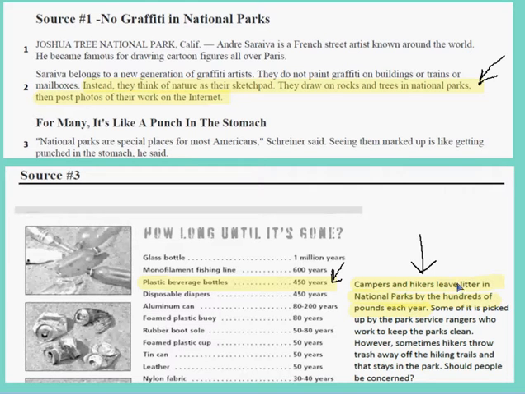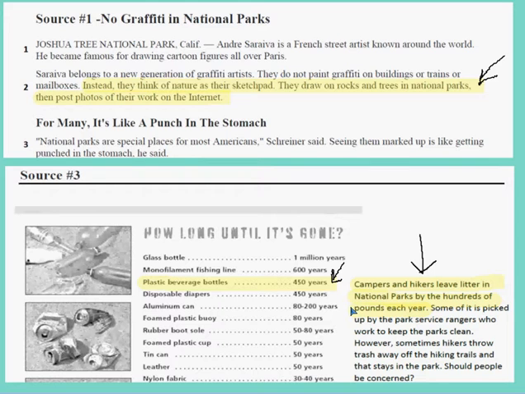And then to go with it, I've kind of highlighted here, plastic beverage bottles take 450 years to decompose. That is also a problem I can think about when I'm talking about litter. And I told them from this chart, they need to try to choose things that are really going to drive their point home. And that's a big deal.